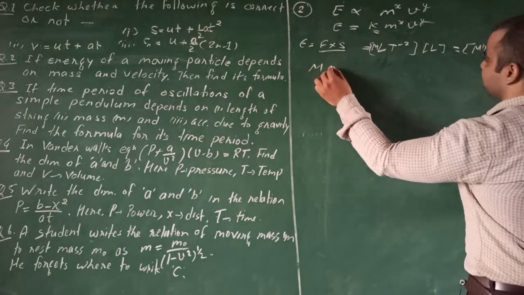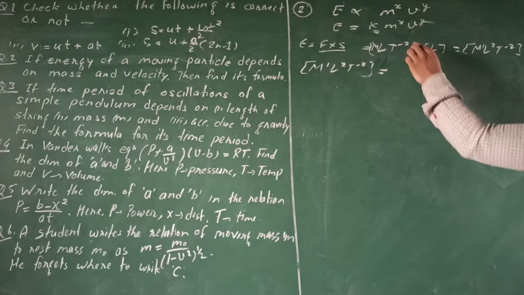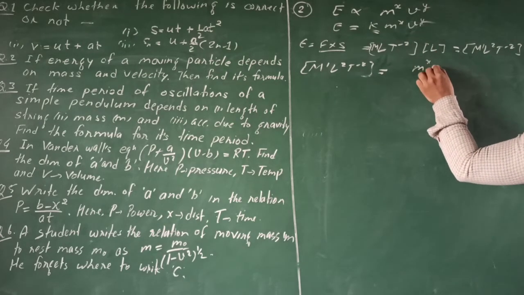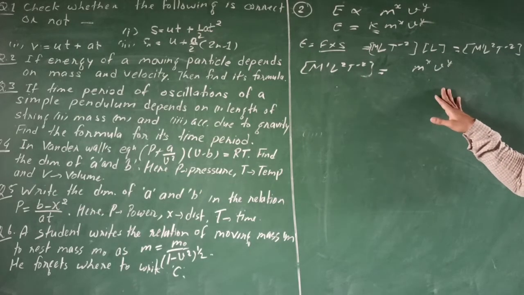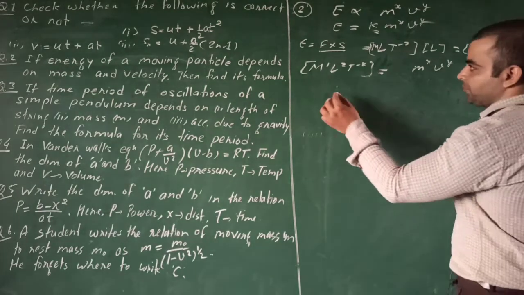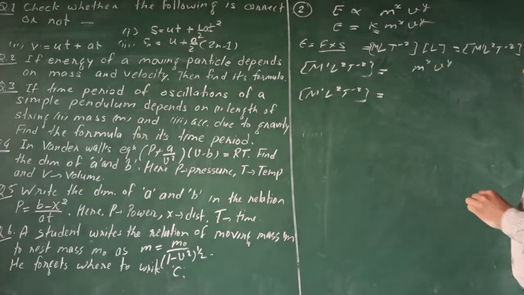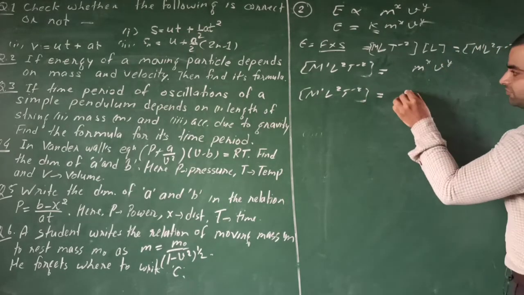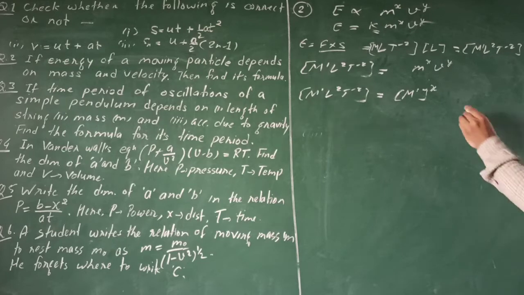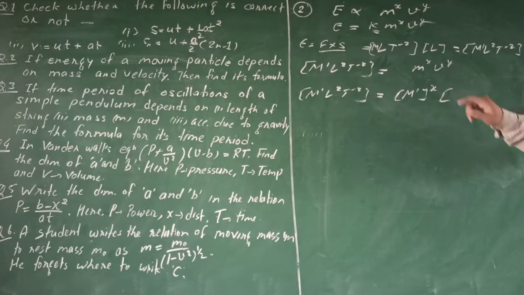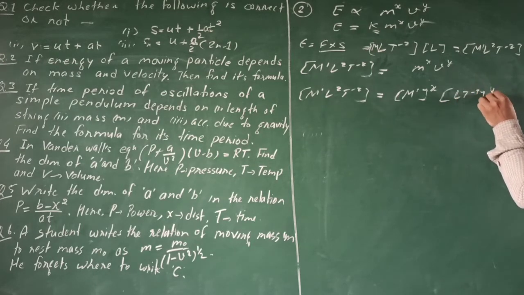So M1 L2 T minus 2 will show m^x and v^y. By the law of homogeneity, we can find out the formula. M1 L2 T minus 2 equals to, m is the mass, dimension for mass M1, power is x. v is the velocity, dimension for velocity is L T minus 1, and power is y.